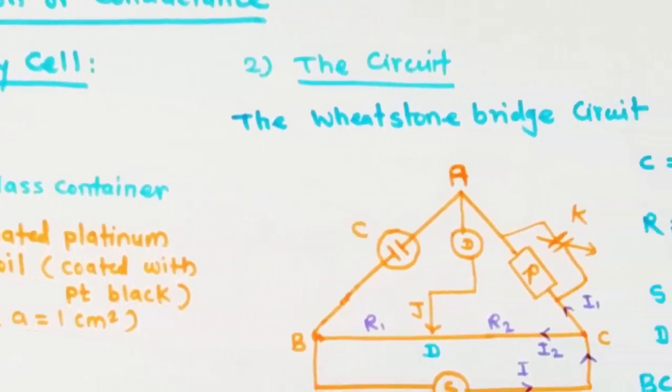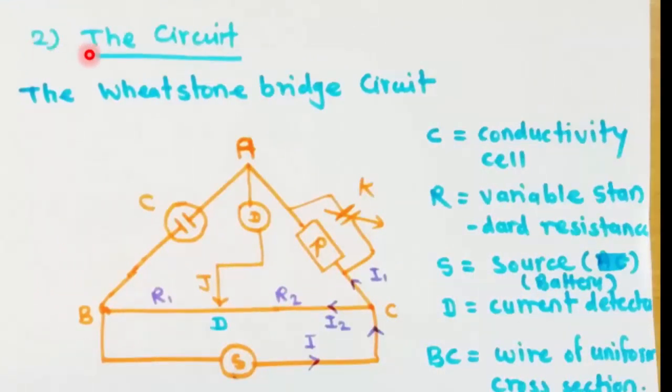Now what is the circuit diagram for the measurement of conductance? So this is the diagram and it consists of a Wheatstone bridge circuit. This is known as the Wheatstone bridge circuit. Here in this circuit, we take the wire BC, and this wire is connected to the external source or battery.